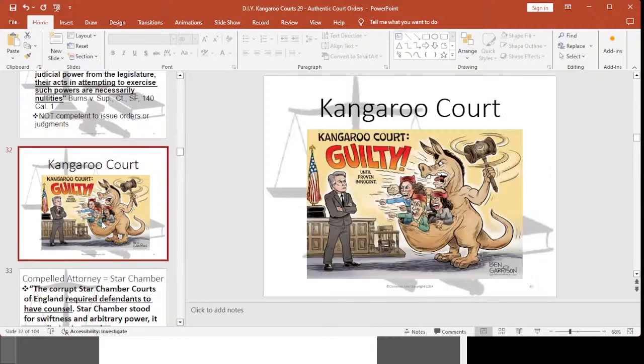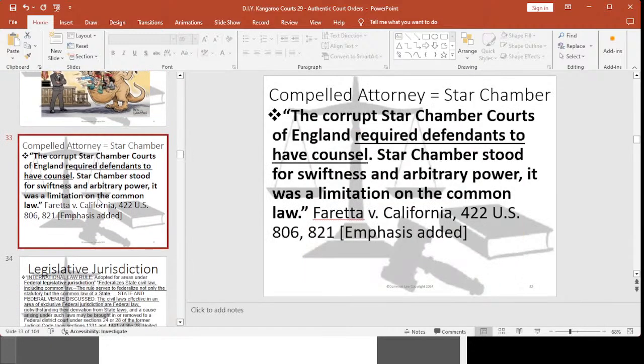Kangaroo court, guilty until proven innocent. The corrupt Star Chamber courts of England require defendants to have counsel. How many times do they want to assault you with one of their liars? Well, I meant one of their lawyers. No, one of their liars. Star Chamber stood for swiftness and arbitrary power. It's a limitation on the common law.